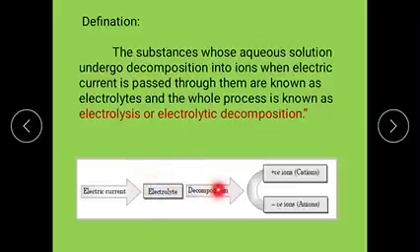Let us see here, when electric current is passed through the electrolyte, the decomposition occurs in the electrolyte and it gives ions, and those ions move towards oppositely charged electrodes. This whole process is carried out in a particular cell, which is called an electrolytic cell, and the whole process is called electrolysis or electrolytic decomposition.